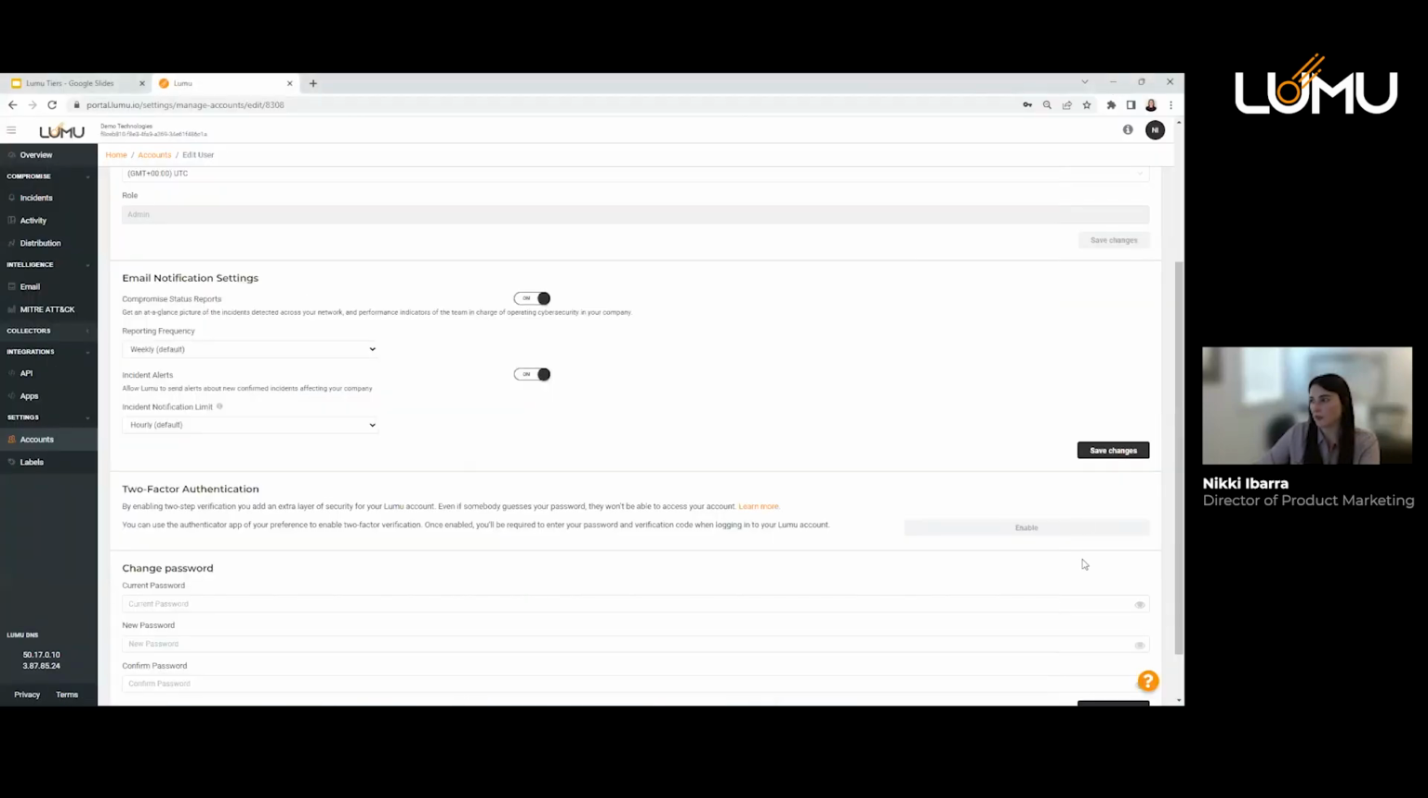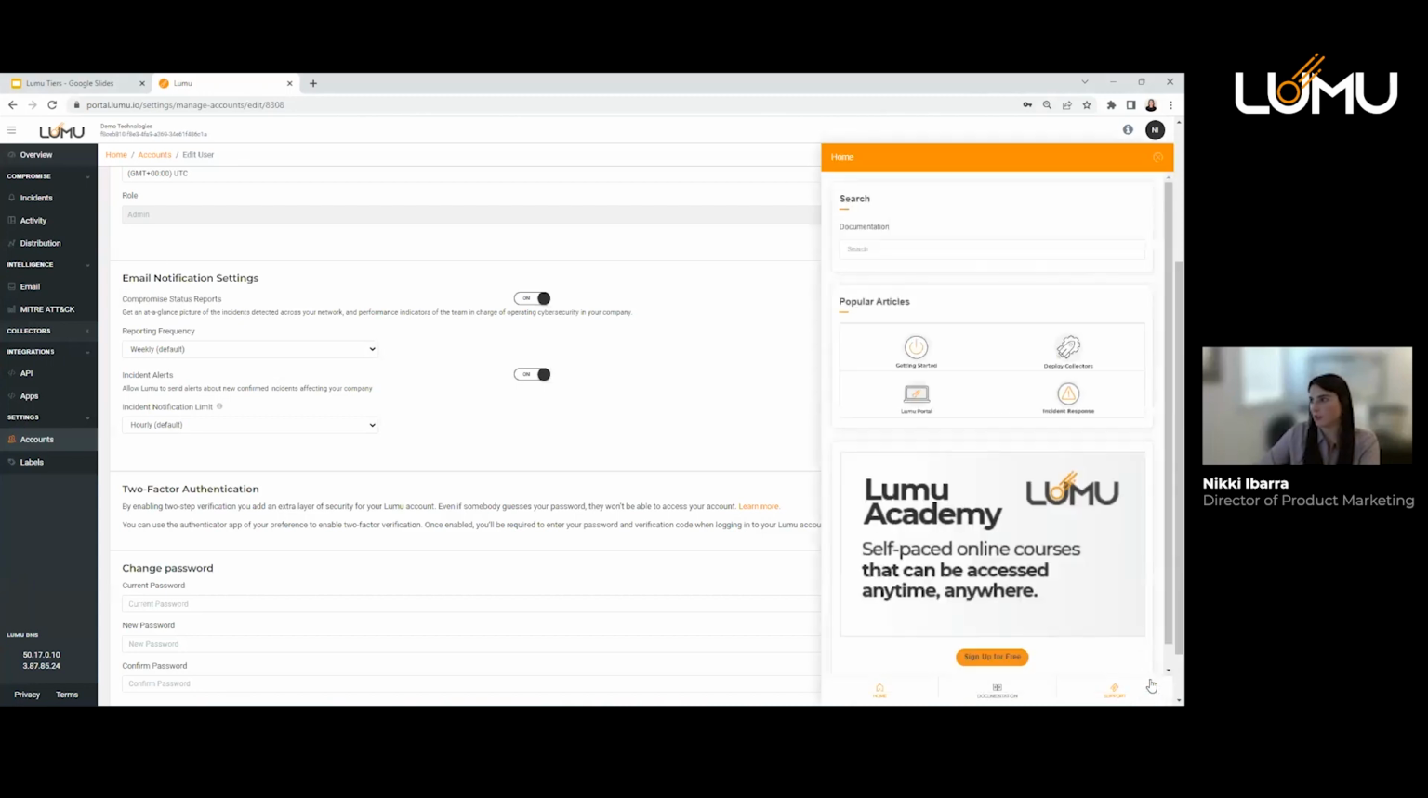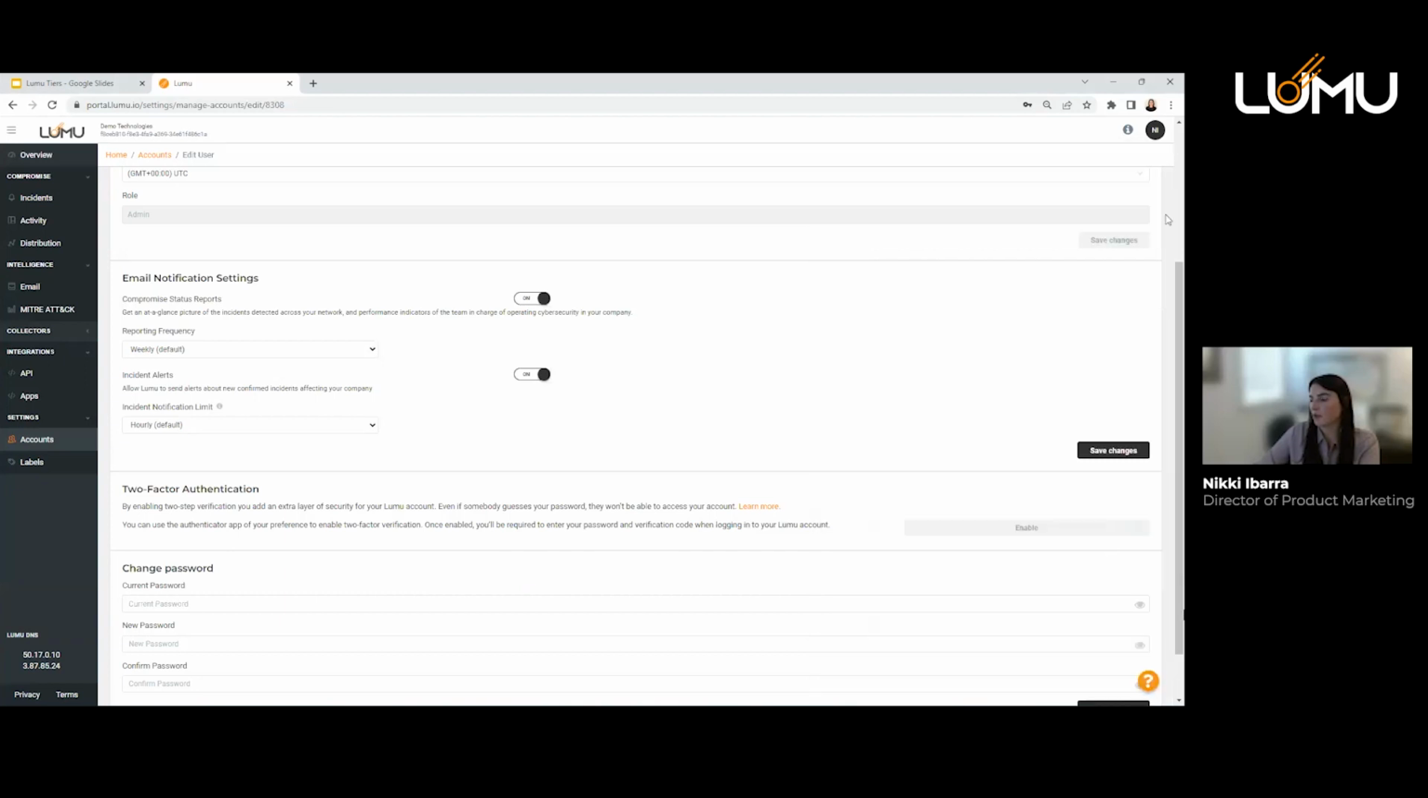All right, and last but not least, I always do like to touch on the fact that we have support and a ton of really, really great documentation here in the Lumu portal. Sorry, I clicked on that too quickly, but we have this orange question mark here in the portal, and this is where you can get customer support, where you can get access to our doc store and all the different articles related to what you may be seeing in the portal.